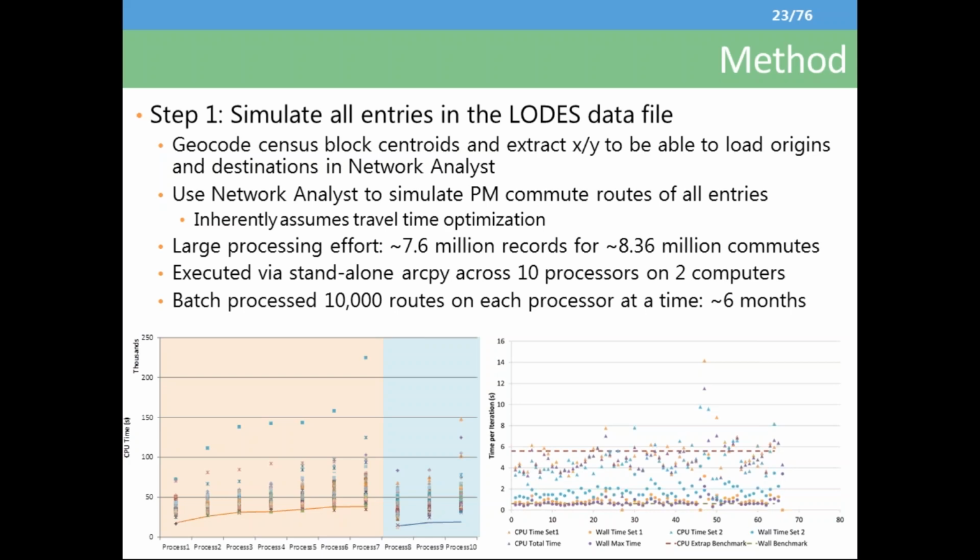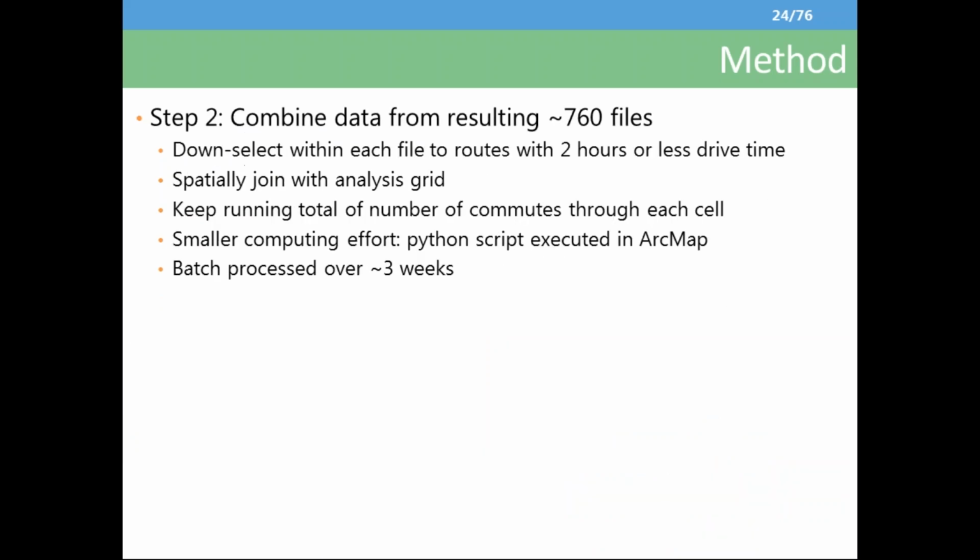There were basically 7.6 million records that represented about 8.4 million commutes across the state. And in order to be able to do this, we had to write some ArcPy code and execute this across 10 processors on 2 computers. It took about 6 months to actually simulate just the individual routes themselves, which then created 760 files.